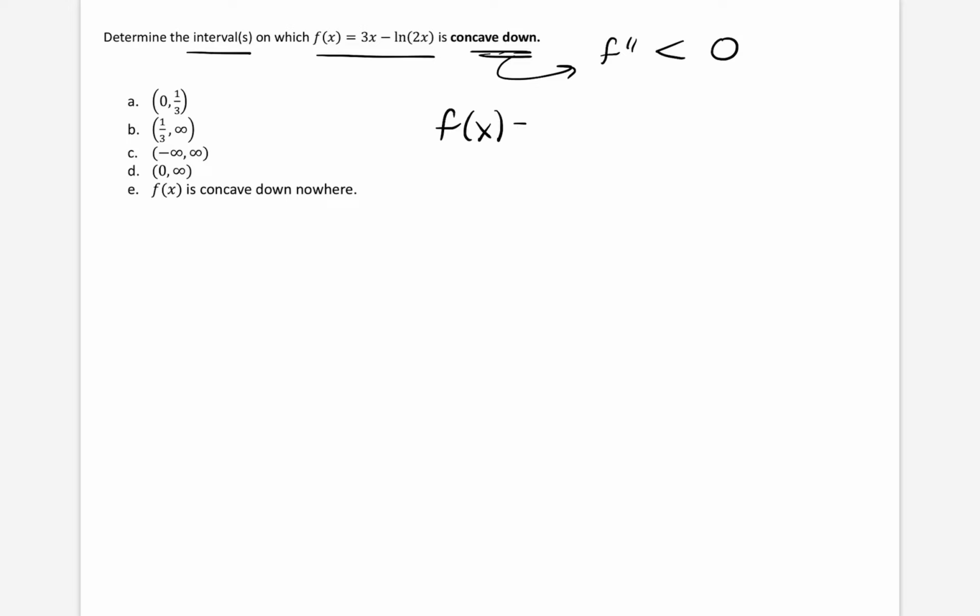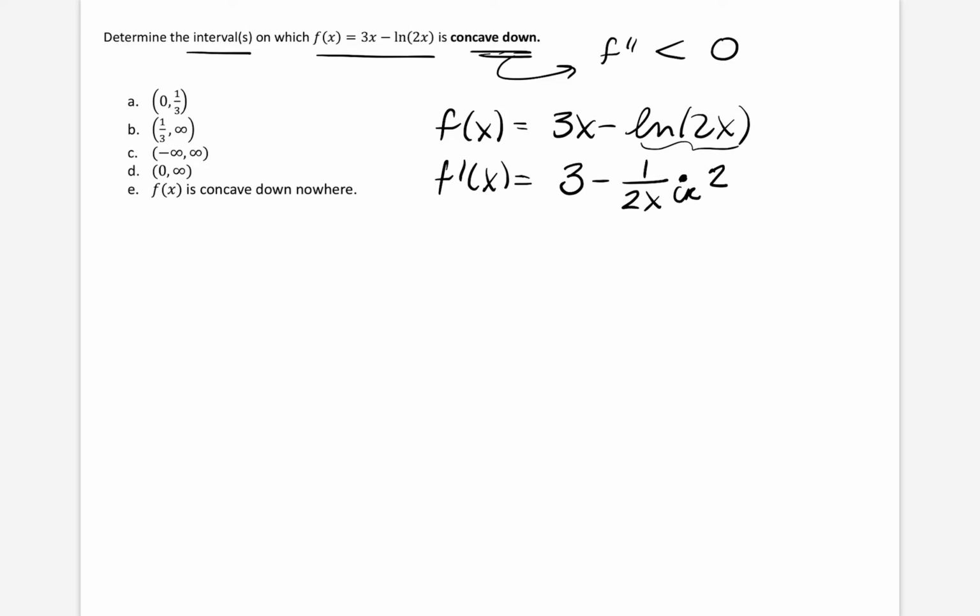If we have f of x equals 3x minus ln of 2x, then our first derivative is going to be the derivative of 3x, which is 3, minus the derivative of ln of 2x. Well, the derivative of ln of 2x is 1 over 2x times, because of the chain rule, 2. And that's going to be, cleaning it up a little bit, 3 minus 1 over x.